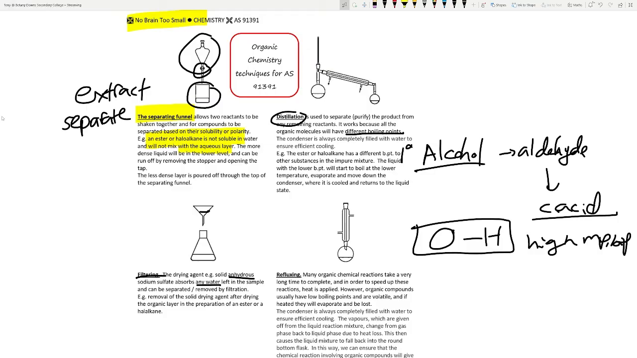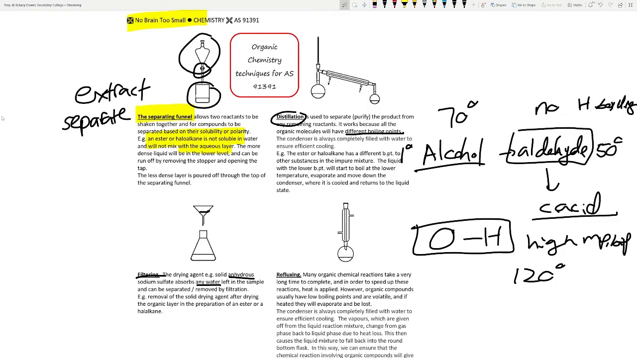But your poor aldehyde has no hydrogen bonding, and because it has no hydrogen bonding, it's going to have a lower boiling point and melting point, so you can use that to separate the aldehyde as soon as it's produced. So let's say this boils at 70 degrees, this boils at 120 degrees, this boils at 50 degrees, for example.